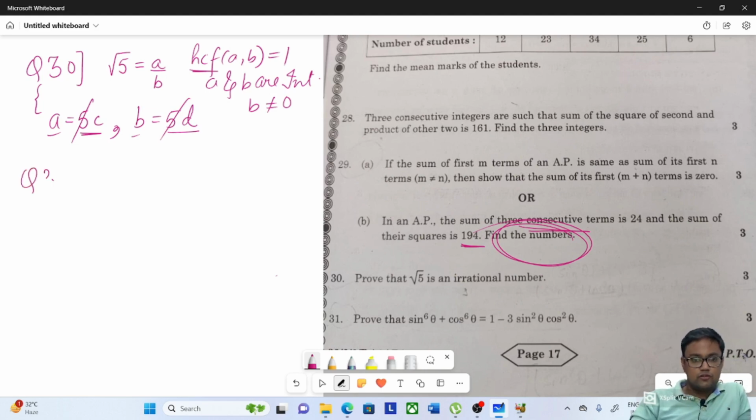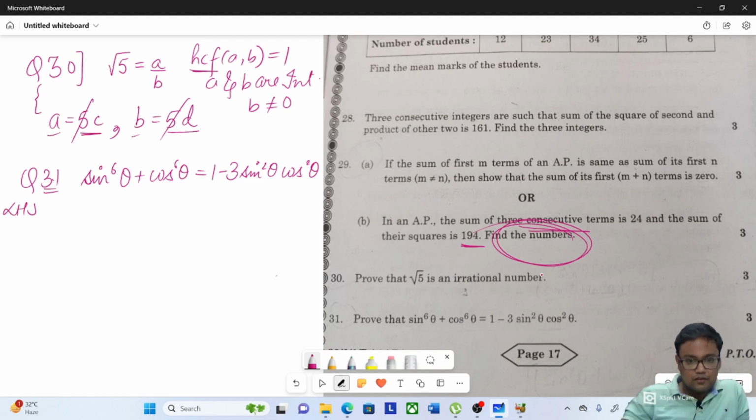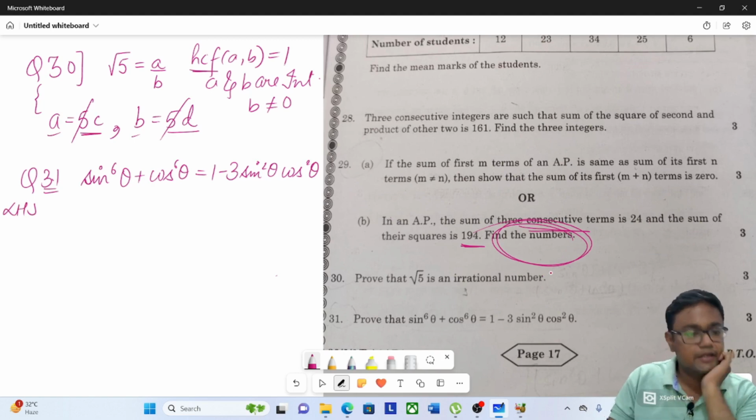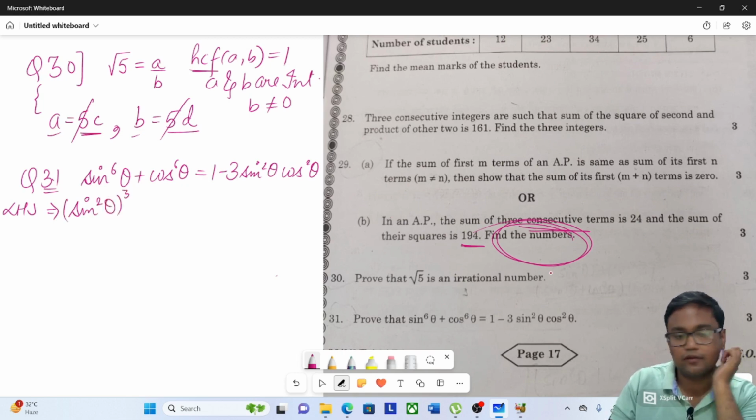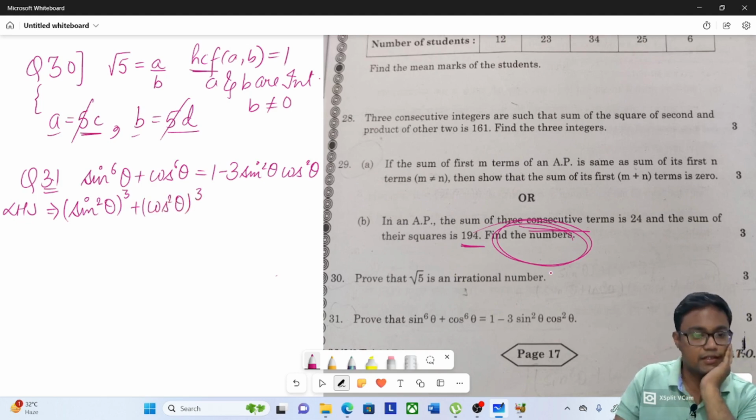Now let us do question number 31 here. Sin to the power 6 theta plus cos to the power 6 theta is equal to 1 minus 3 sin square theta cos square theta. ऐसा शो करना है. So we will start from left hand side. So I can write that sin to the power 6 theta as sin square theta का cube, right, and this as cos square theta का cube. ऐसा लिख सकते हैं इसको बिल्कुल हम.